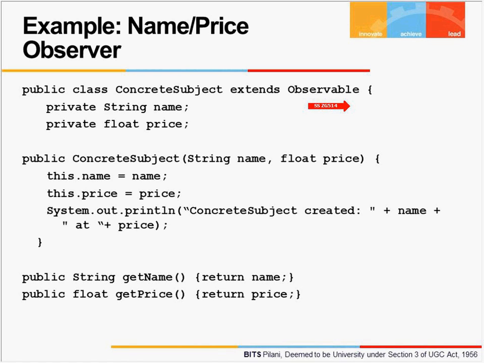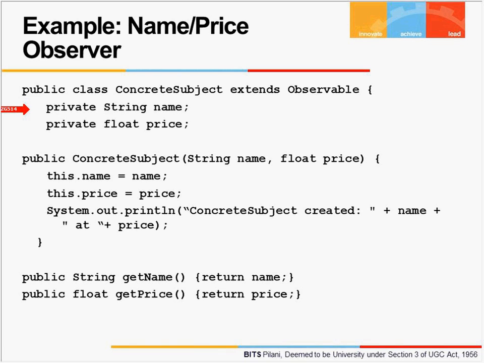It has two attributes, right? It has a name, it has a price, right? The idea is it maintains a state in terms of name and price, right? If there is a change in the name or the price, which is the model of this particular class, which is the state of this particular class, the observers which attach themselves to this concrete object should be notified, right? That's the whole idea, right?